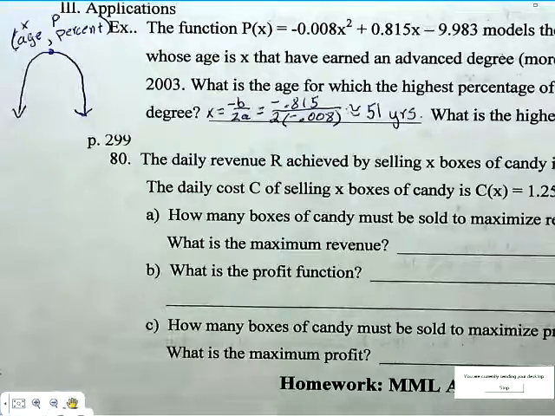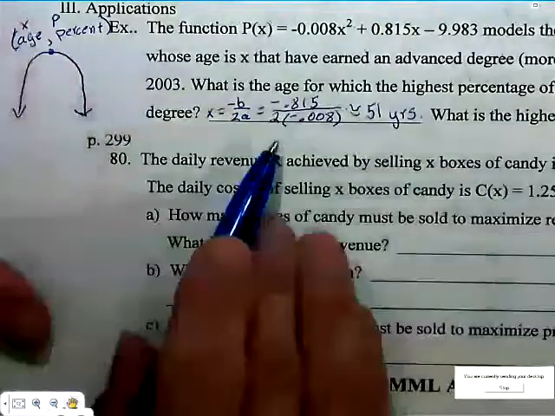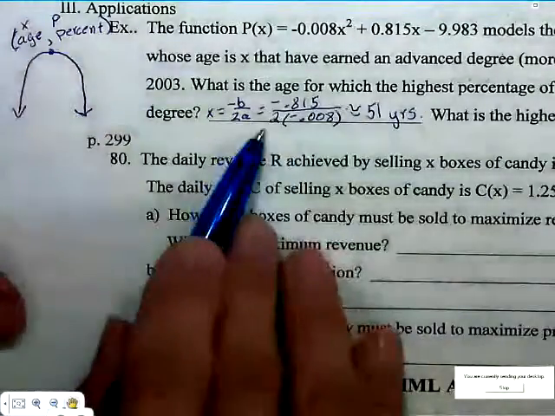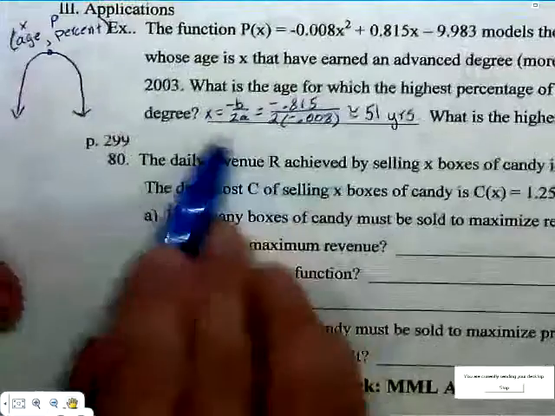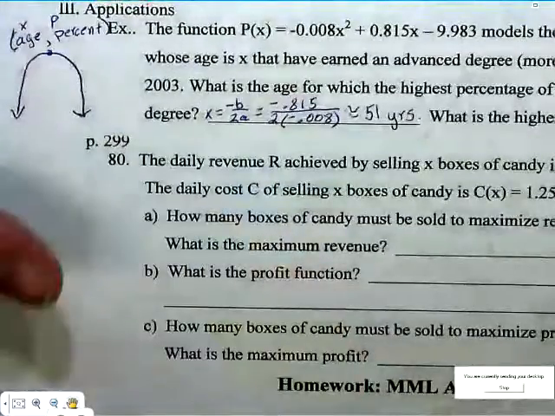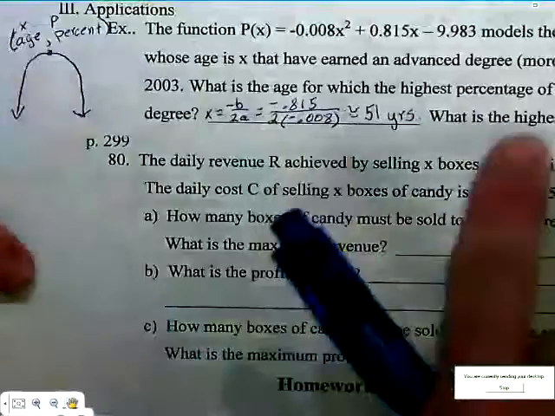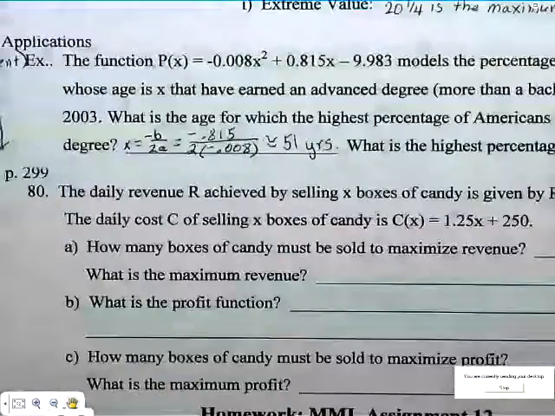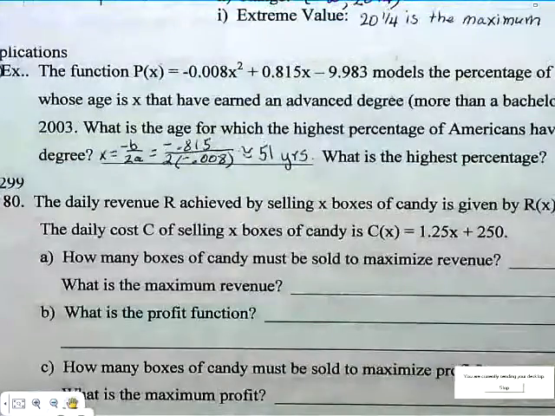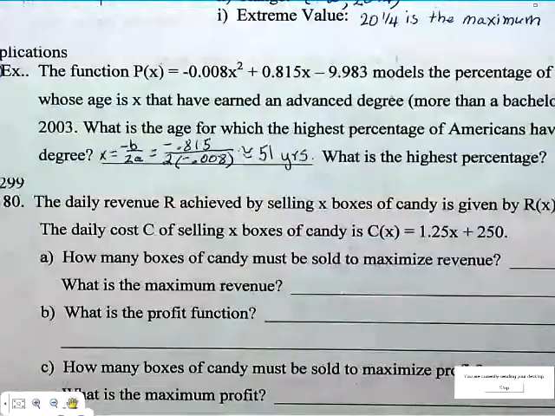All right, so we found the age because it was the x-coordinate of the vertex. We just used a little formula for the x-coordinate of the vertex. Now we want to find out what that percentage actually is. How could I find the percentage of 51-year-olds that have advanced degrees? Yes, I'm looking for the y of 51 years. So let x be 51.